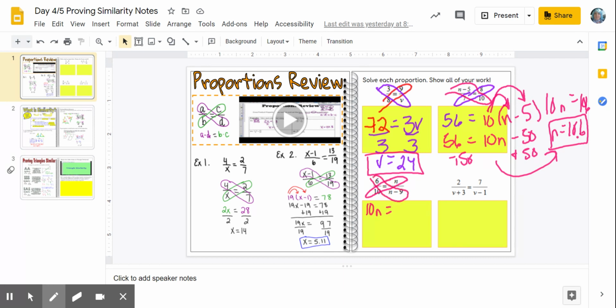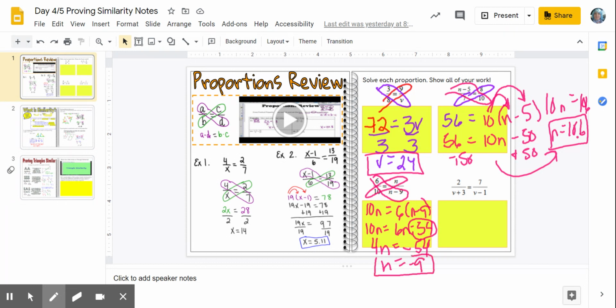equals 6 times n minus 9. We're going to distribute. So 10n equals 6n minus, is that 54? Subtract 6n from both sides. I'm running out of room, so I'm not going to show all my work. 4n equals negative 54. That negative is important to keep once you move the 6n. And then n equals negative 9.